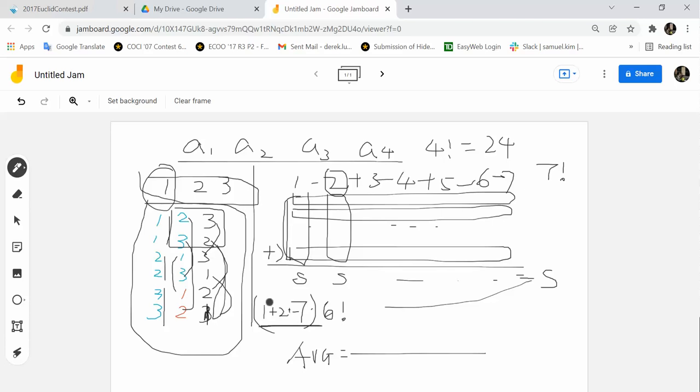How much? So is 1 plus this? No, this is what? 15, 16, 15, 28. This is 28. It is 28. 28, 6 factorial, and 7 factorial. This one cancels 7, so the average answer is 4.